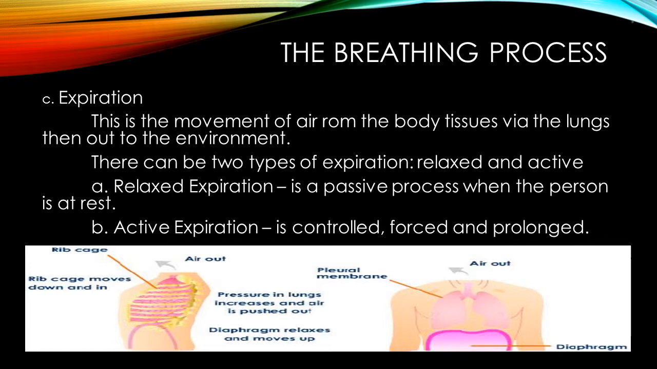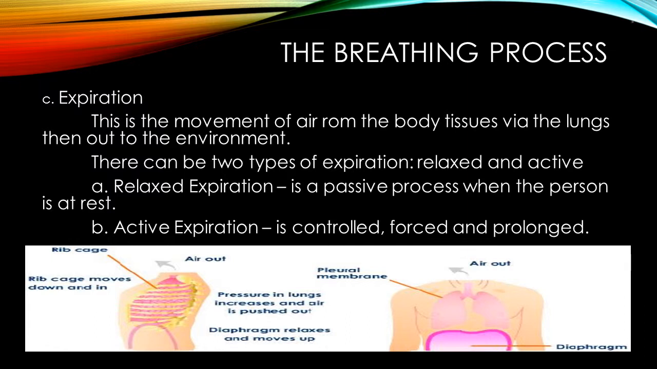Expiration. Expiration is the movement of air from the body tissues via the lungs, then out to the environment. As the thorax enlarges, the pressure inside the lungs becomes lower than the atmospheric pressure, and air rushes into the lungs. The muscle relaxes and the elastic recoil of the lungs pushes the air out, which results in expiration.